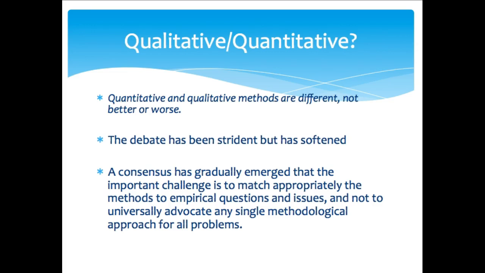So part of that is, as Lincoln and Guba talk about in much more philosophical terms, quantitative and qualitative methods are different. They are not better, they are not worse, they are not the same as each other, they are different, but they're not better or worse than one another. They simply respond to different kinds of phenomena and help us to engage with those phenomena in a meaningful way, but in different ways. The debate has been strident, he puts forward, but it has softened.